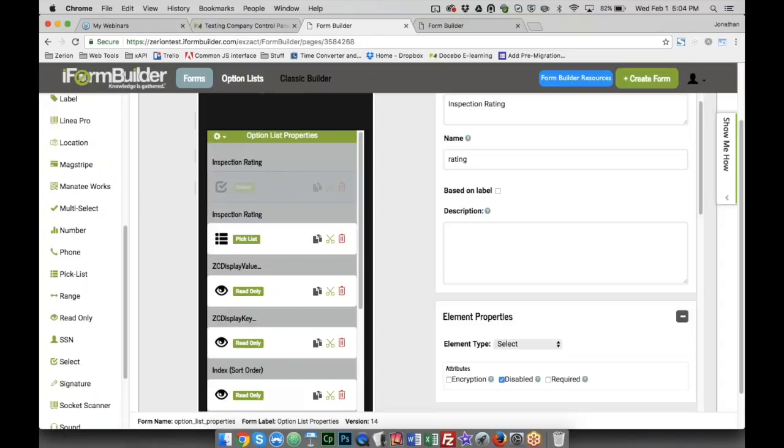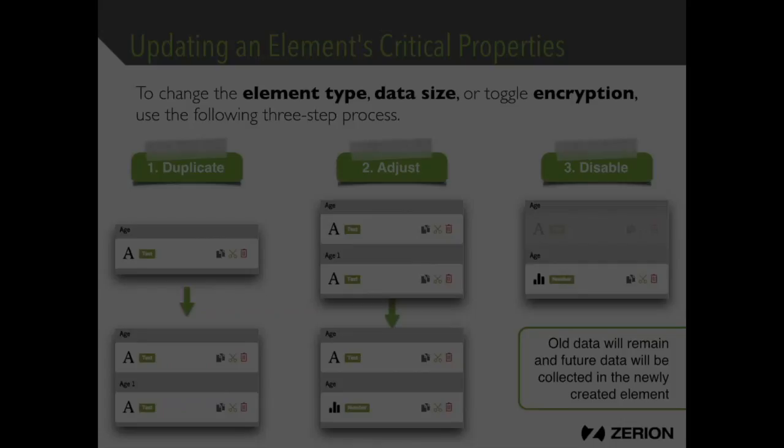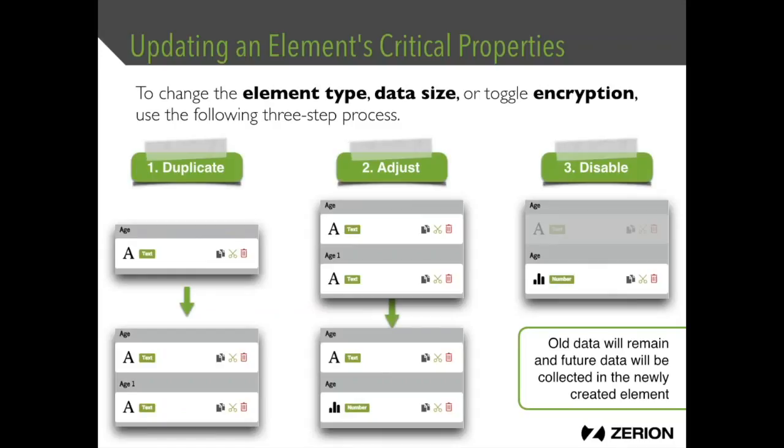So what this means is, for the data collector who's syncing their device and using this form, they will see the exact same label as before, and they'll fill out their data collection the exact same way as before. What happens is the data prior to the change will be stored in the original column or the original element. All data that's collected after the update will now be stored in the new column or the new element.